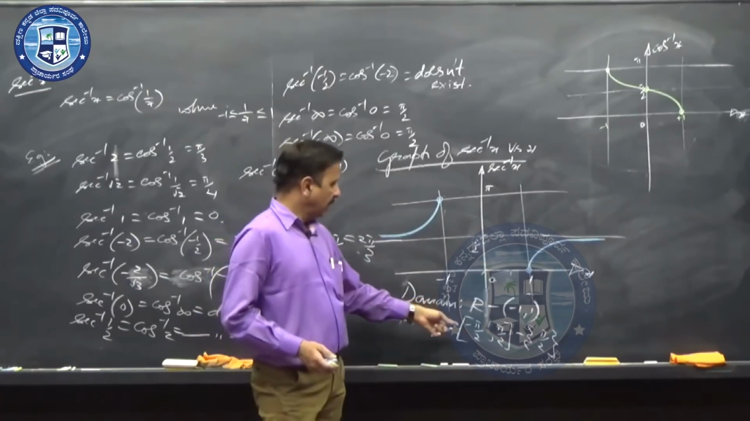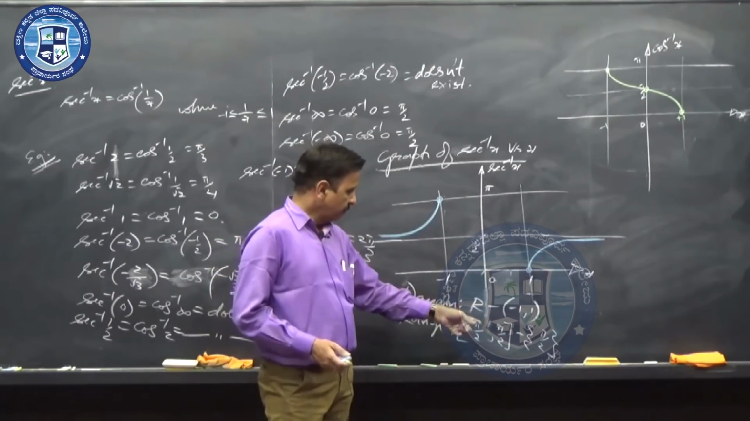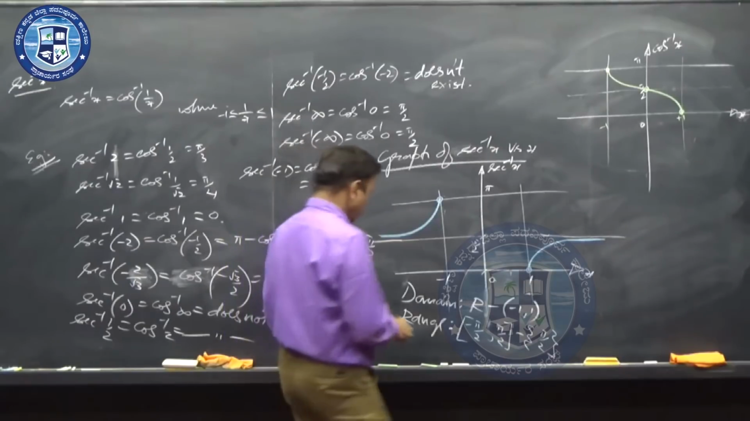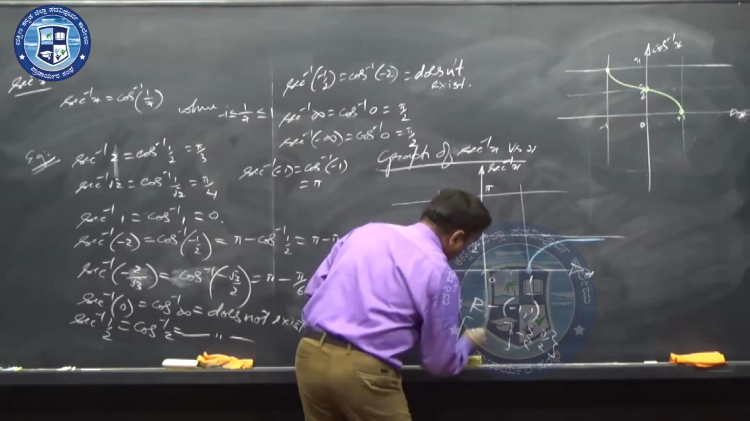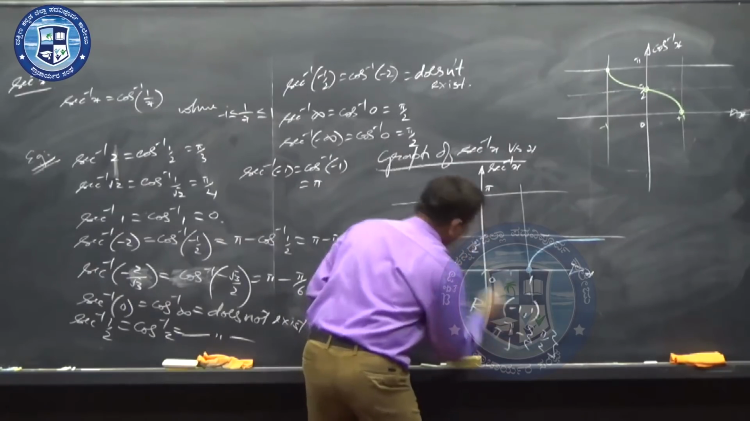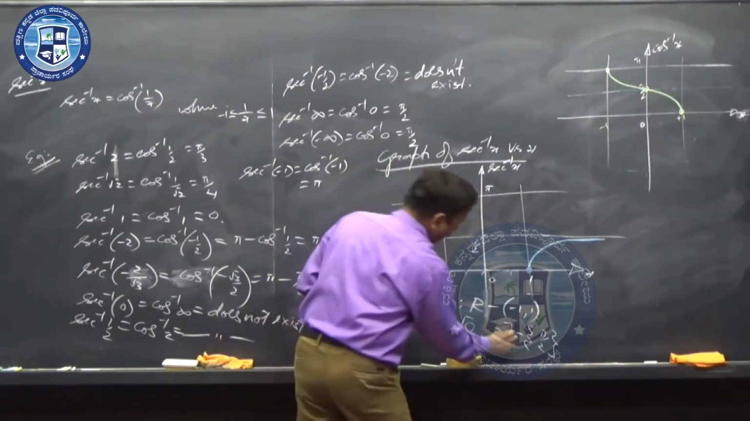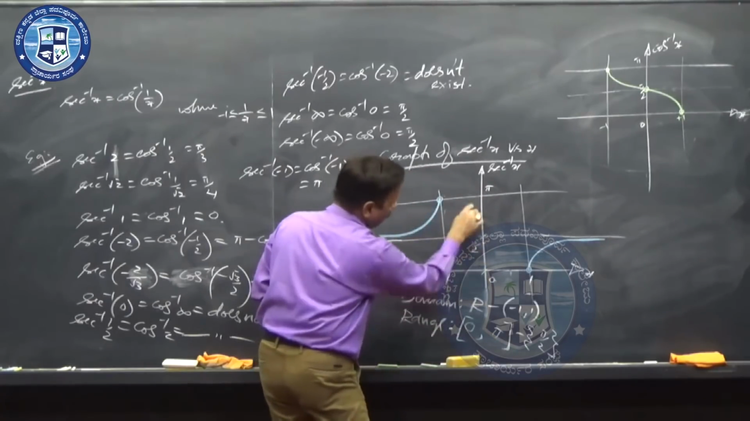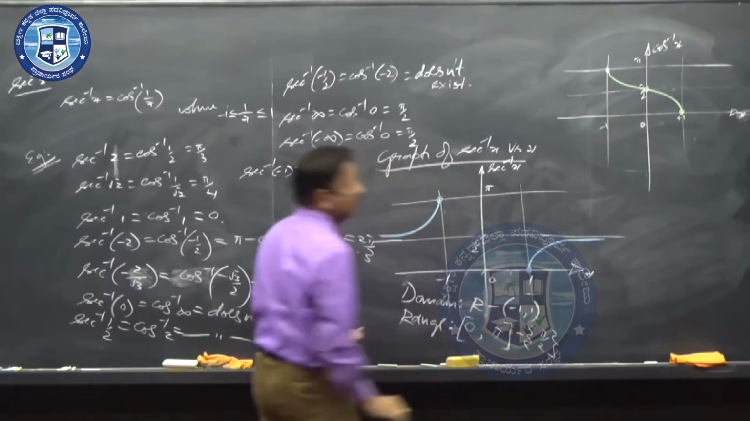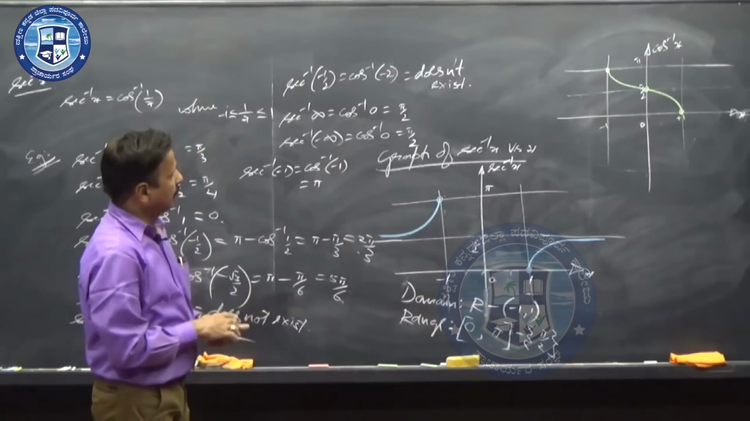That's why it must be between minus pi by 2 and plus pi by 2. Sorry, not between minus pi by 2 and plus pi by 2. It must be between 0 to pi, I am sorry. It must be between 0 and pi. You can see here, 0 and pi, but except pi by 2. So this is the way in which you are going to analyze.